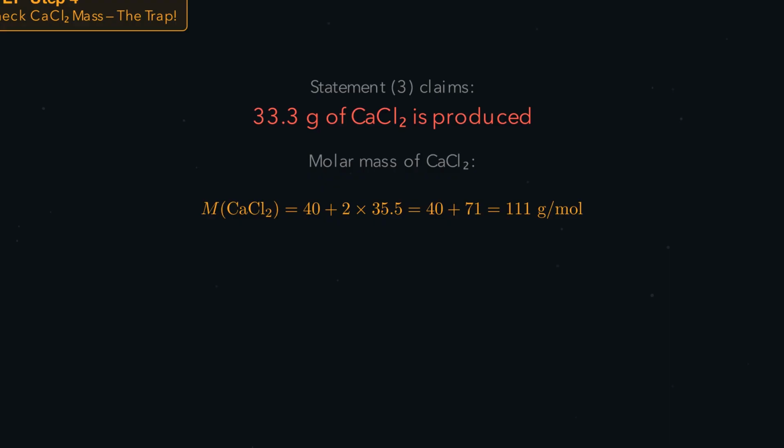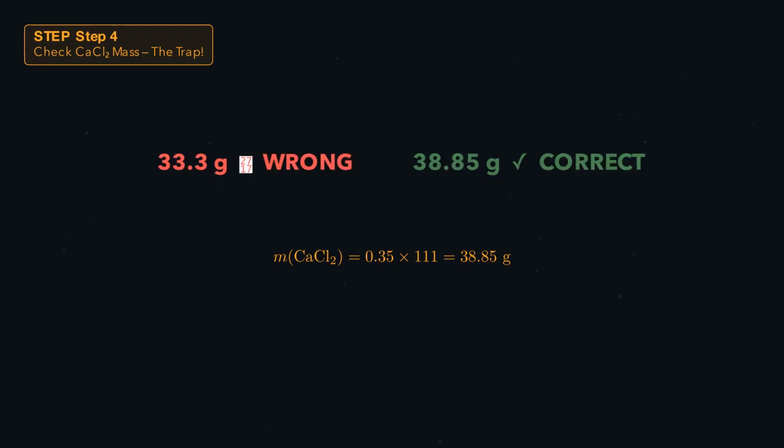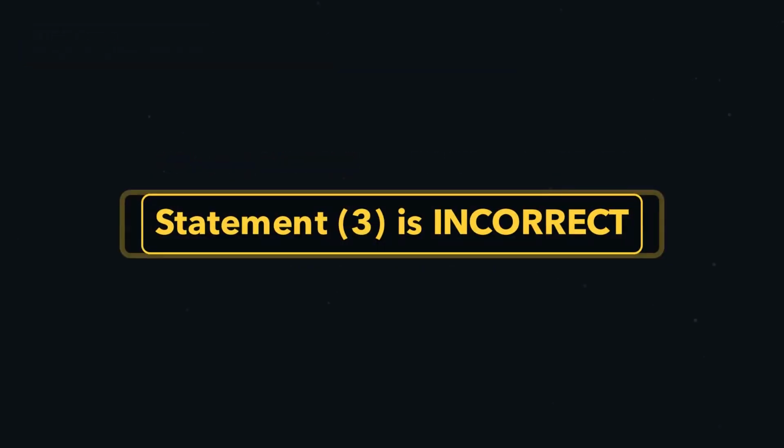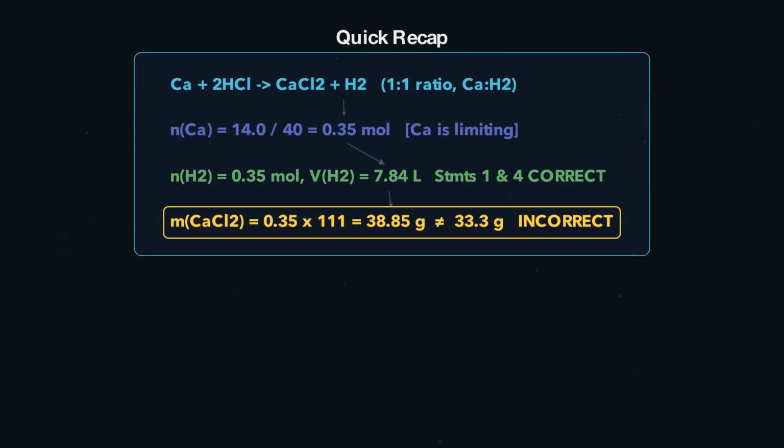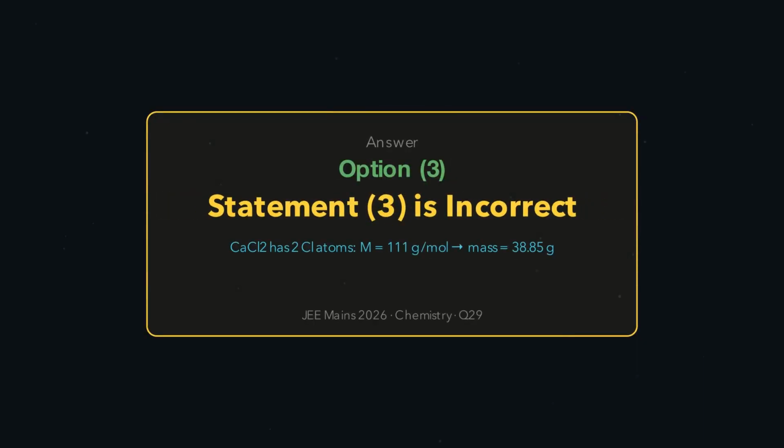Here's the key move. Statement 3 claims 33.3 grams of calcium chloride is produced. Let's check. The molar mass of calcium chloride is 40 plus 2 times 35.5, because there are 2 chlorine atoms. That gives 111 grams per mole. The actual mass is 0.35 times 111, which is 38.85 grams. Statement 3 is wrong. The trap is forgetting that calcium chloride has 2 chlorine atoms. Using just 1 chlorine gives 75 instead of 111, leading to the wrong answer. Always count your atoms carefully.